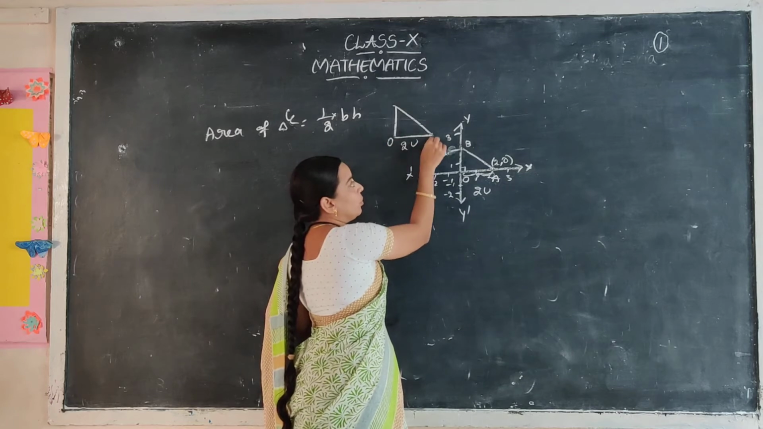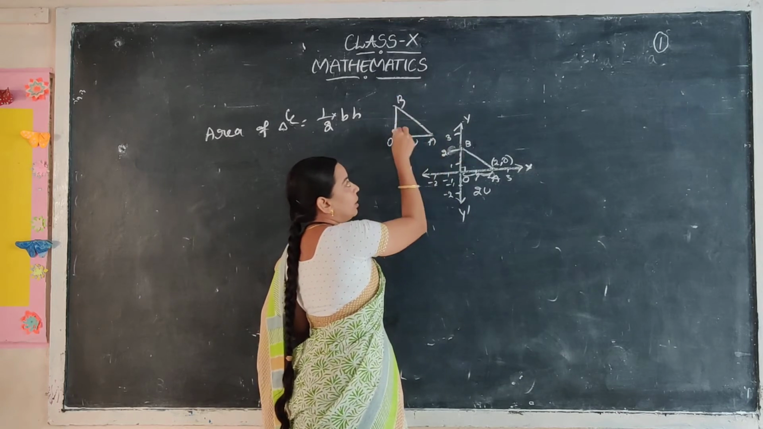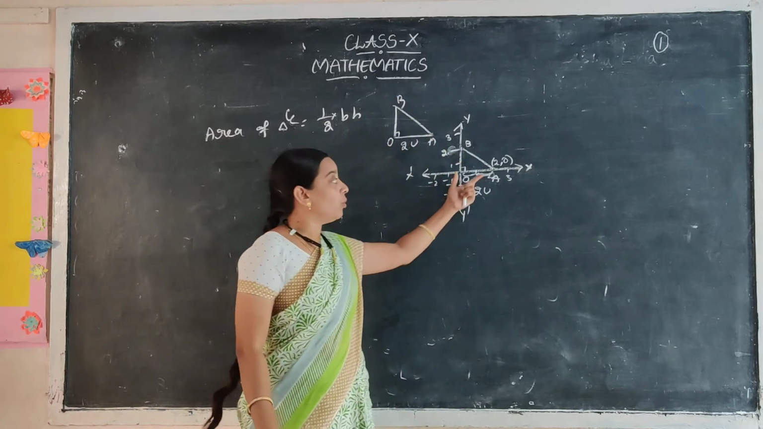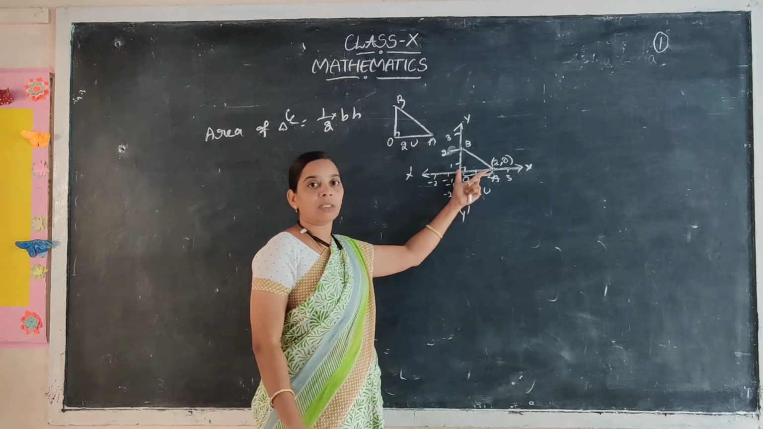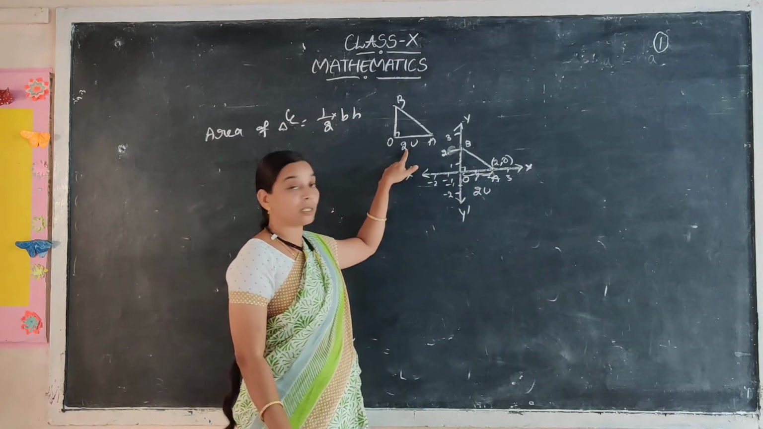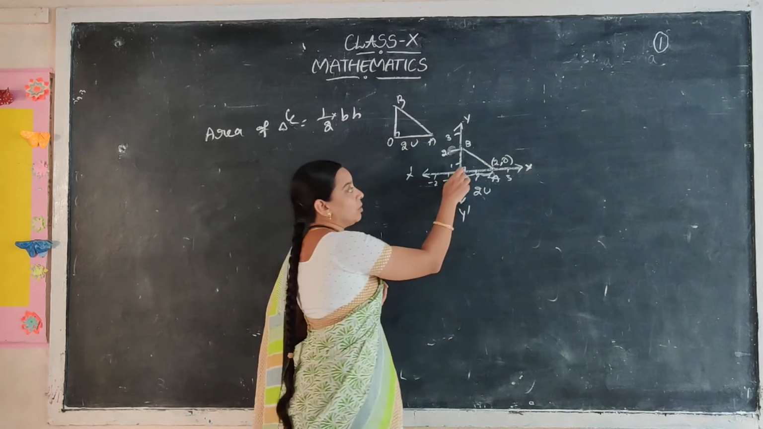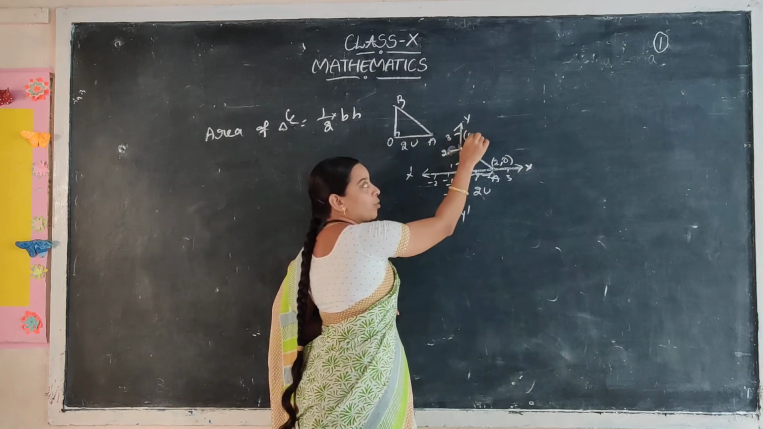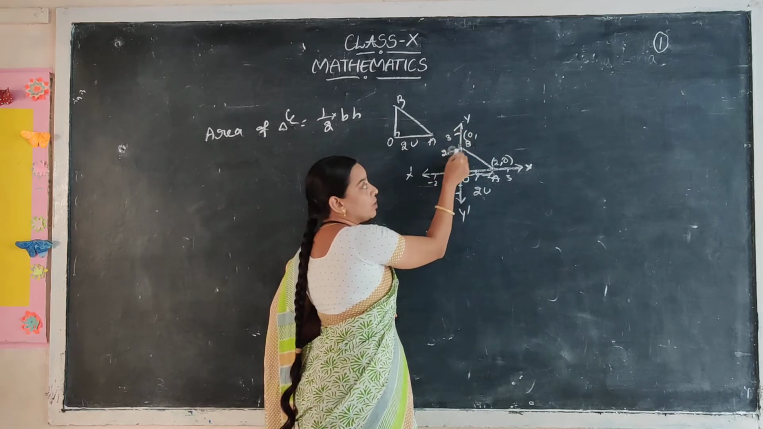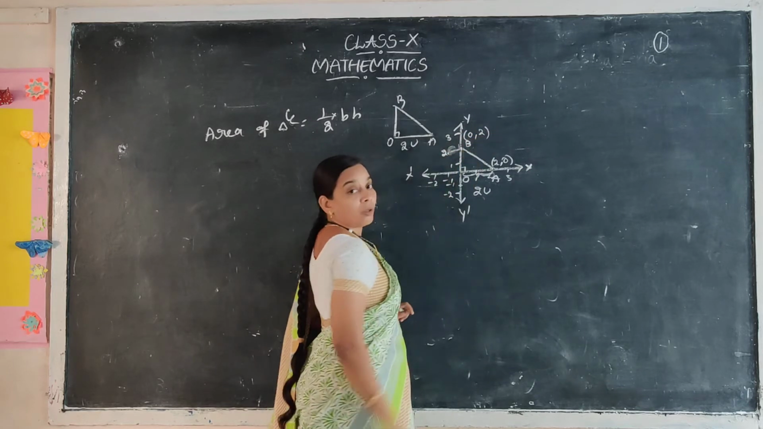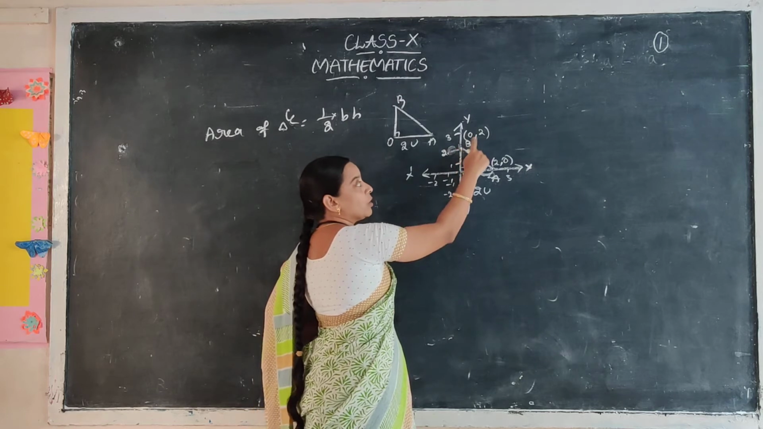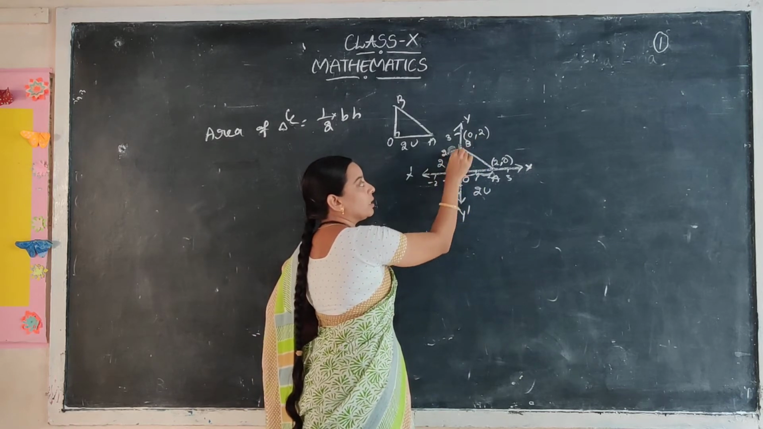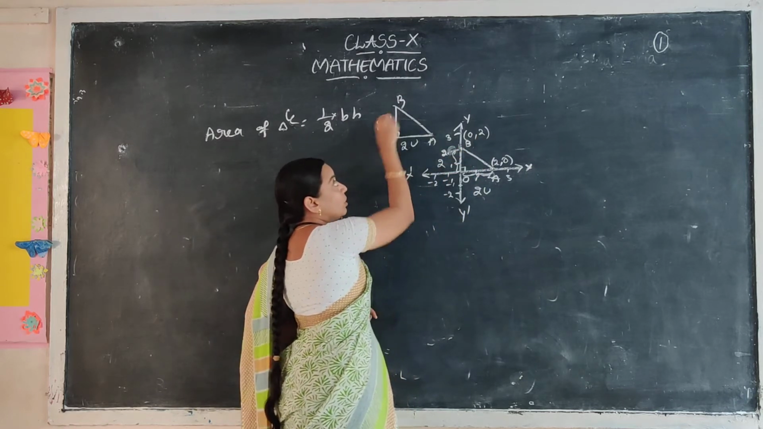In the same figure OAB, OA is 2 units. That means the length of the base is 2 units. Next, B is a point on the y-axis. On the y-axis means the x coordinate is 0 and the y value is 2. That means the length of OB is 2 units. Here also 2 units.